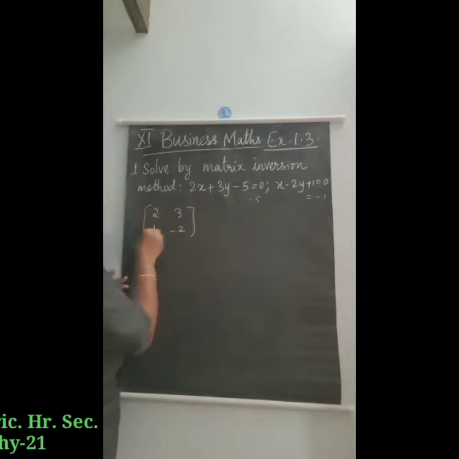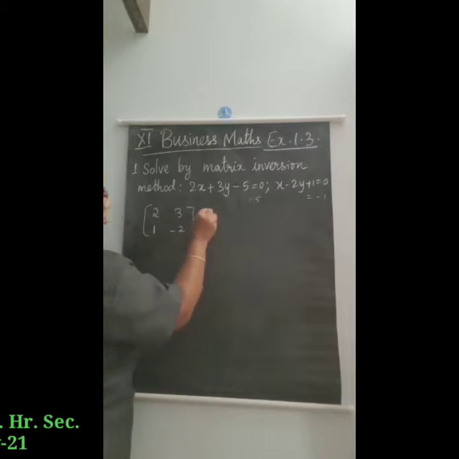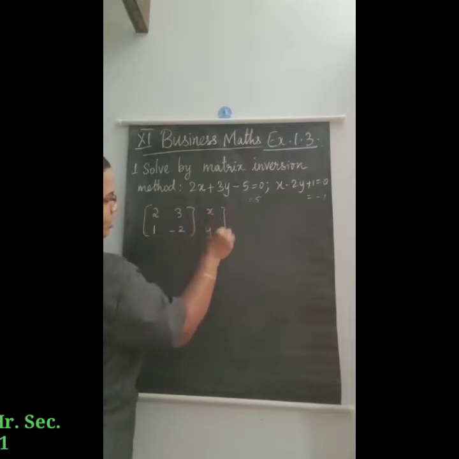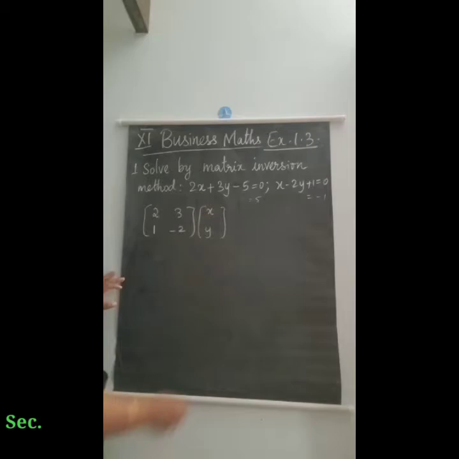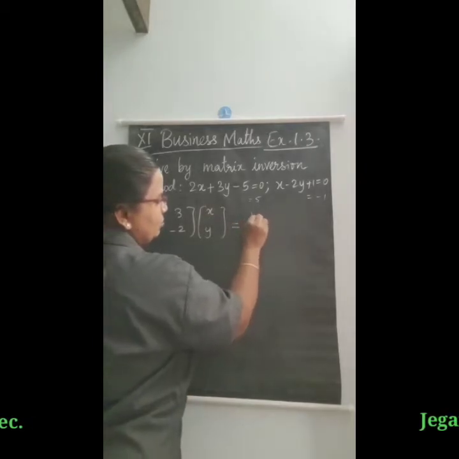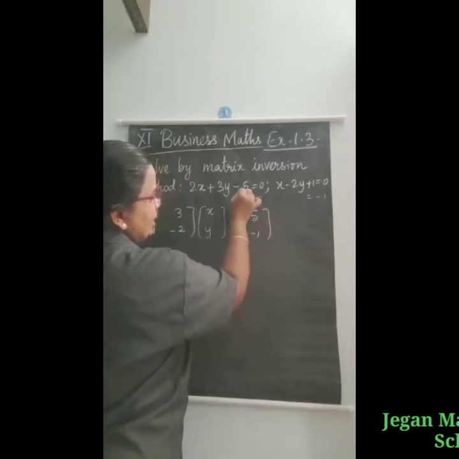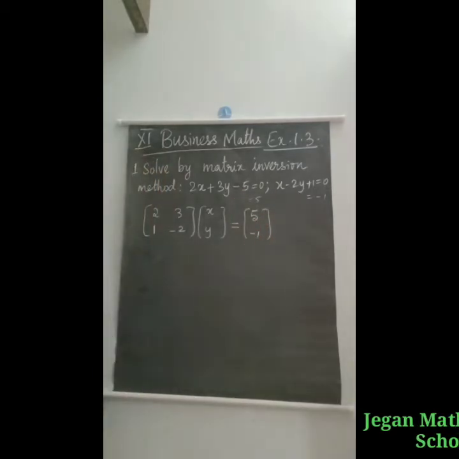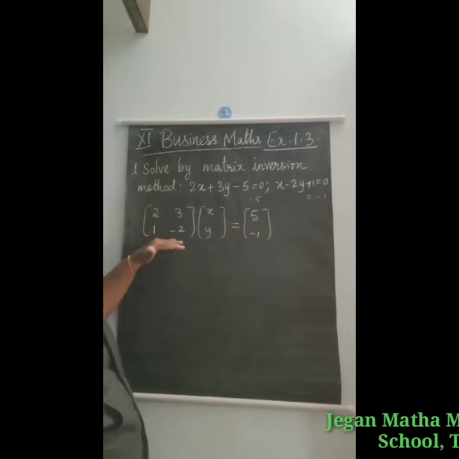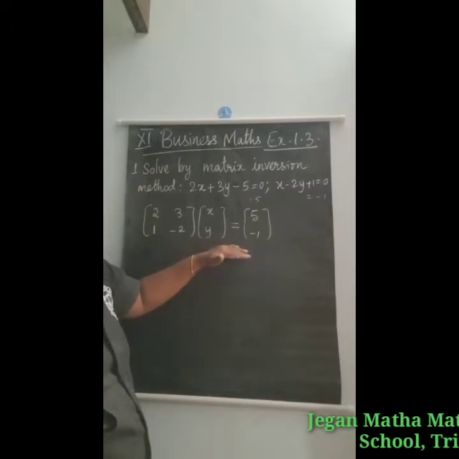This is one of the matrices. And what are the variables? x and y. This is considered as the column matrix. And then for the constant terms you have to take 5 and minus 1, because this minus 5 goes to that side and we get 5, and 1 becomes minus 1. So this is the matrix form. We changed it into matrix form.